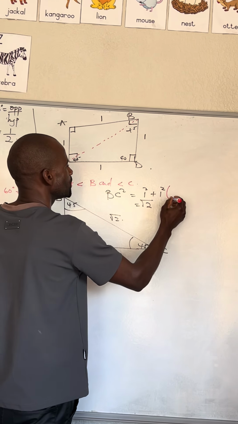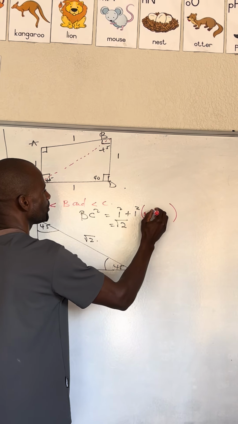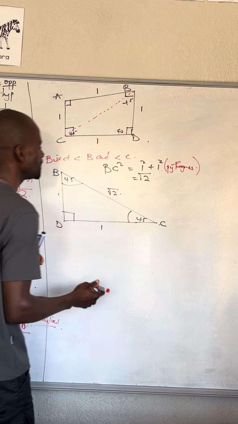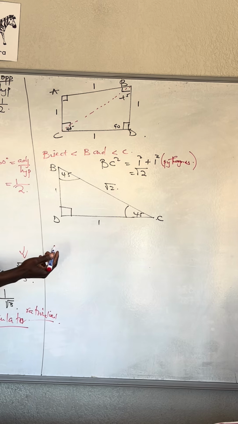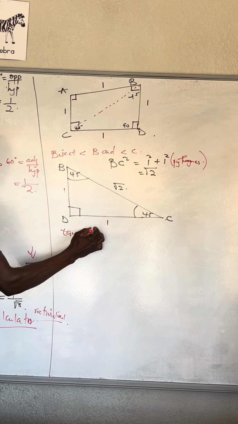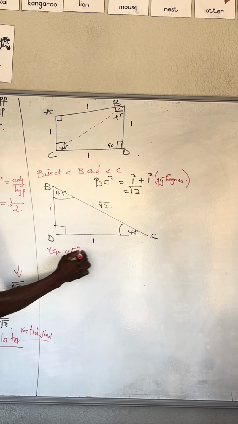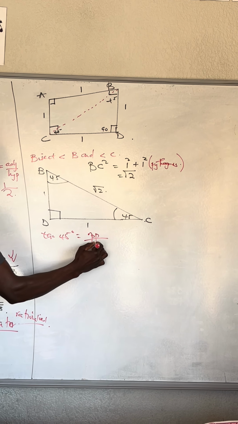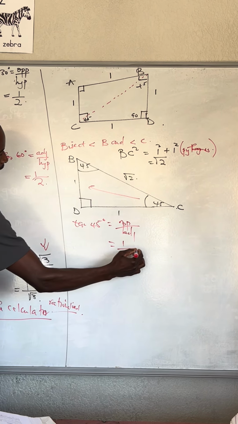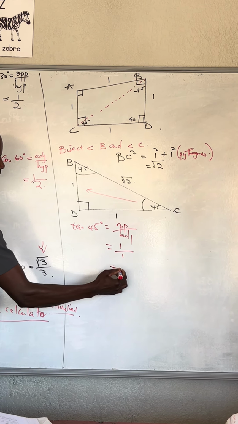Then you must communicate what is happening. We are using Pythagoras. Why are we using Pythagoras' theorem? Because it is a right-angled triangle. Now we can calculate our tan 45 degrees. Tan 45 degrees, because tan is opposite over adjacent, which is equal to, what is our opposite? Which is 1. 1 over adjacent 1, which is equal to 1.